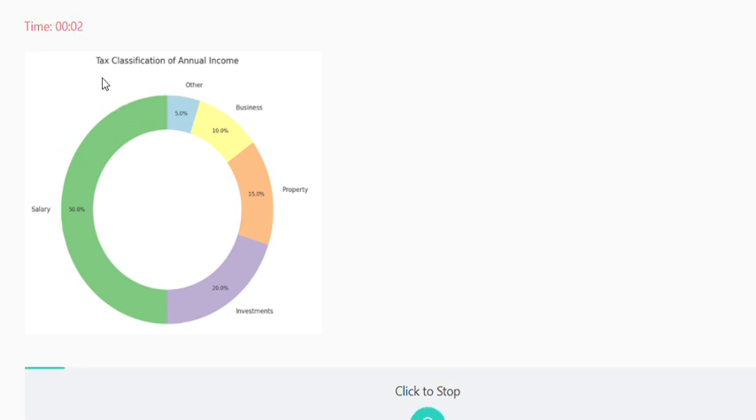The chart in front of me represents tax classification of annual income among different categories like salary, investment, property and business. From the image I can see that salary is having the highest tax classification, which is 50%, whereas investment takes the second place with 20%. The lowest tax classification is for business, which is 10%. Overall, the image gives me a good idea about tax classification of annual income.